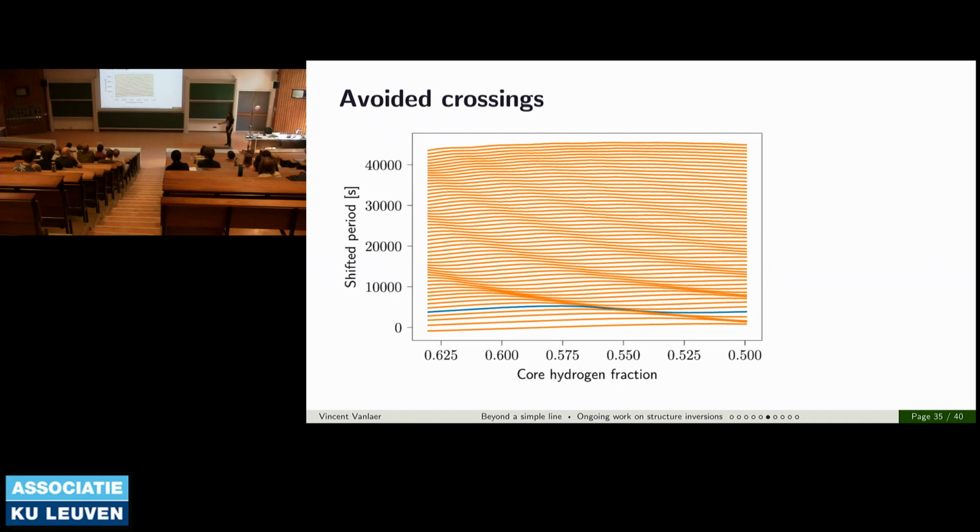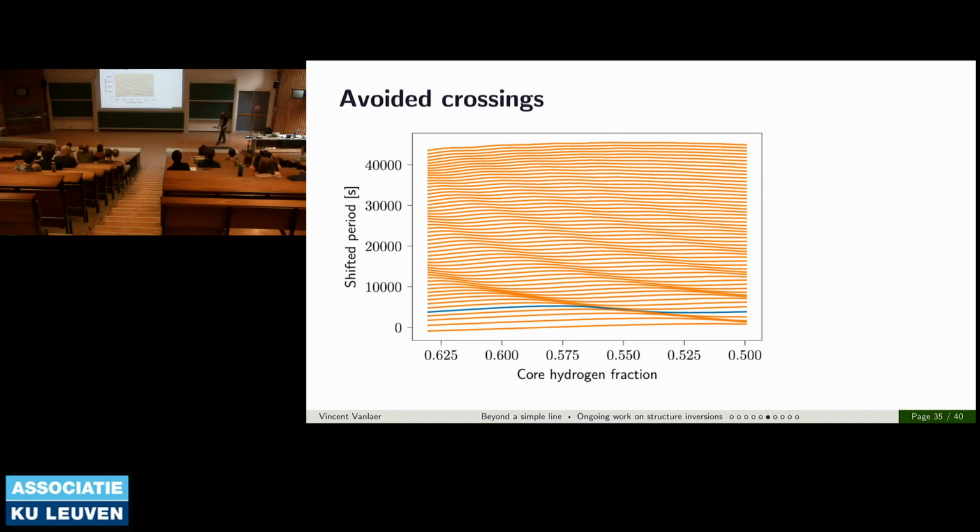So this plot shows the core hydrogen fraction, so the star is getting older here. Every line is one oscillation mode, and they're a bit pushed together, because otherwise the plot would go all the way up. And you can clearly see that there are these regions, lines going down here, where the oscillation mode is changing quite rapidly. And that's what we call an avoided crossing.